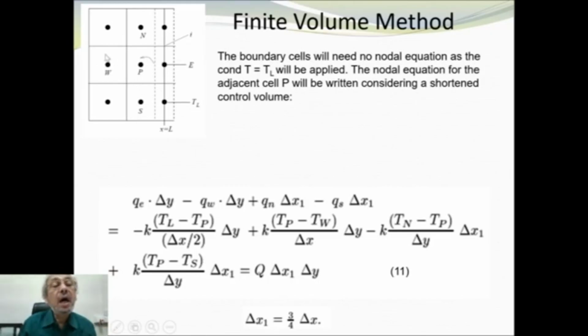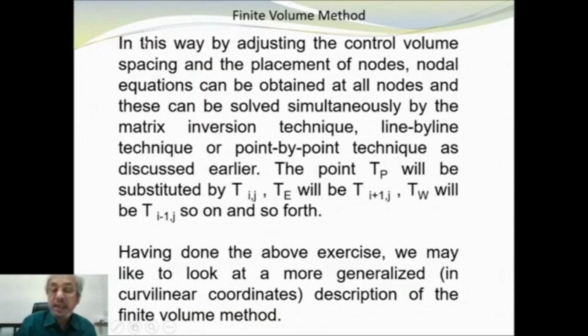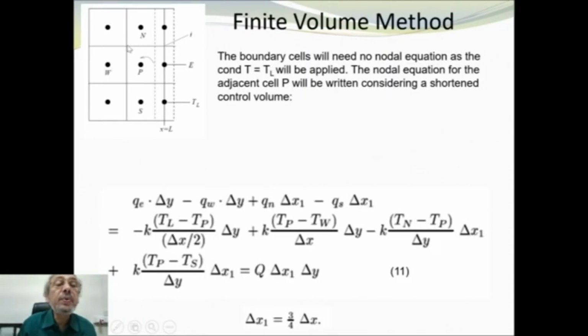And when we multiply the area through which flux is coming, here it is delta y into 1, here it is delta y into 1, but here it is 3/4 delta x into 1, and here it is 3/4 delta x into 1. So that is the difference, and this way now we can set the equations.